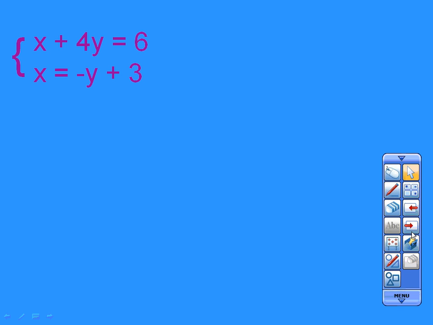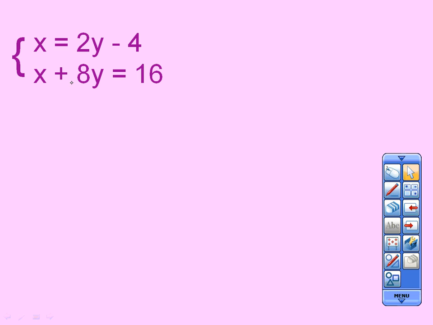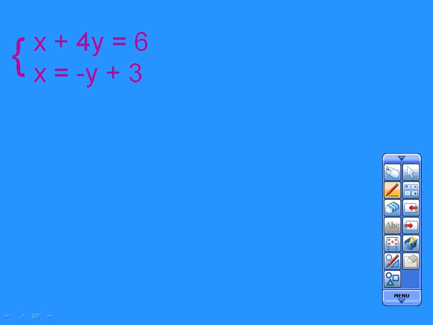All right, next problem. Okay, do I have a variable equal to anything? X. So what do I need to put a box around? Negative y plus 3. Negative y plus 3, and what else? X. So now what do I write? Negative y plus 3, good, plus 4y equals 6.